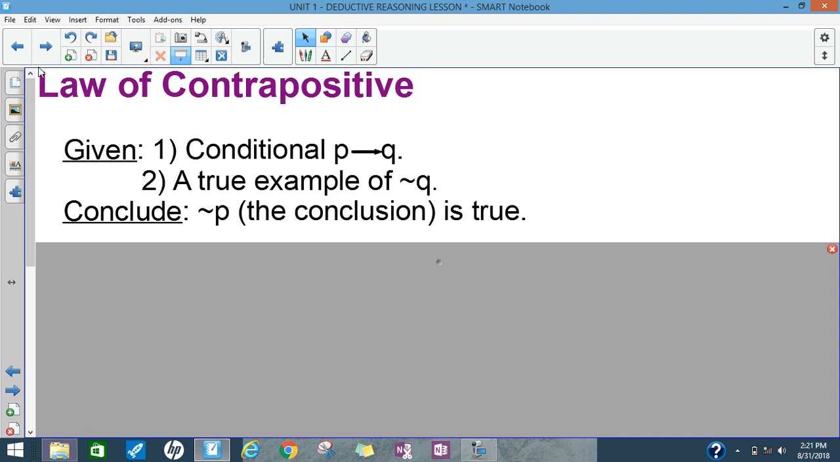So we have one more law, and it's similar to the law of detachment. It's called the law of contrapositive. That should sound familiar to you from conditional statements. We start again with if P then Q. And this time we're given an example of not Q, so the opposite meaning of Q. That's what that squiggly means, remember. And if we get if P then Q and this example of the opposite of Q being true, then we can conclude the opposite of P being true, so not P.